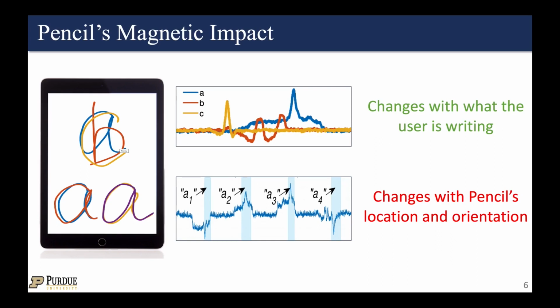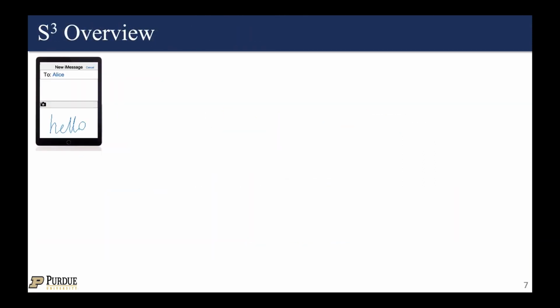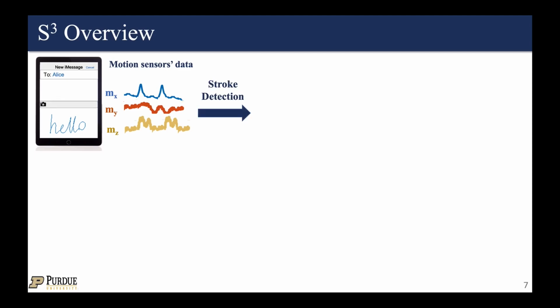Therefore, to launch a realistic attack, our system must track the pencil's movement when users are writing with their natural handwriting style by holding the pencil in different orientations and on different locations of the screen. Keeping these observations in mind, we design S3 to infer users' handwriting from motion sensor data only. While a user is writing on the screen, we collect the motion sensor data in the background and pass it on to a server. There we perform stroke detection using the sensor data to estimate the start and end of each stroke.